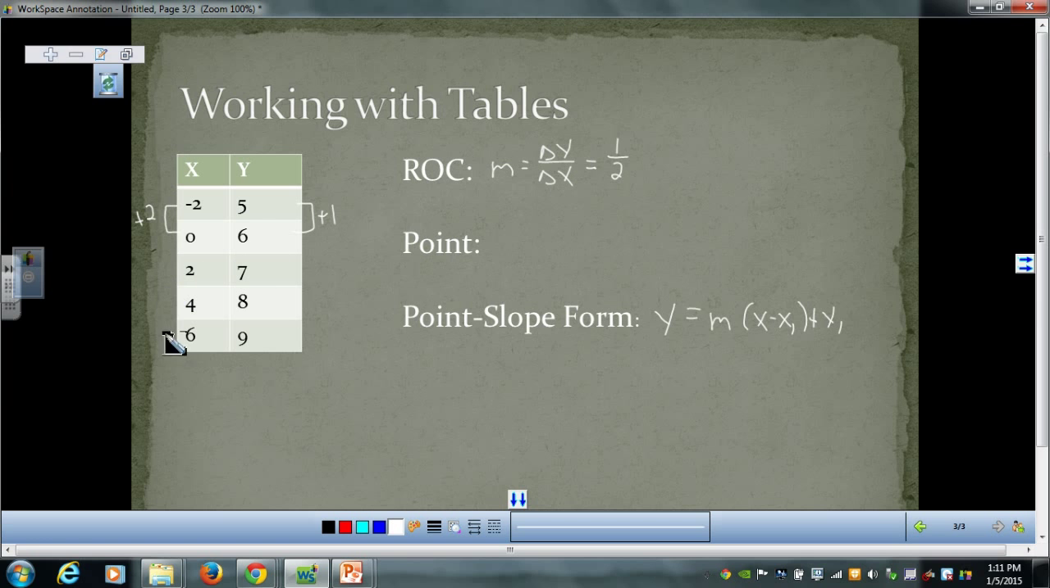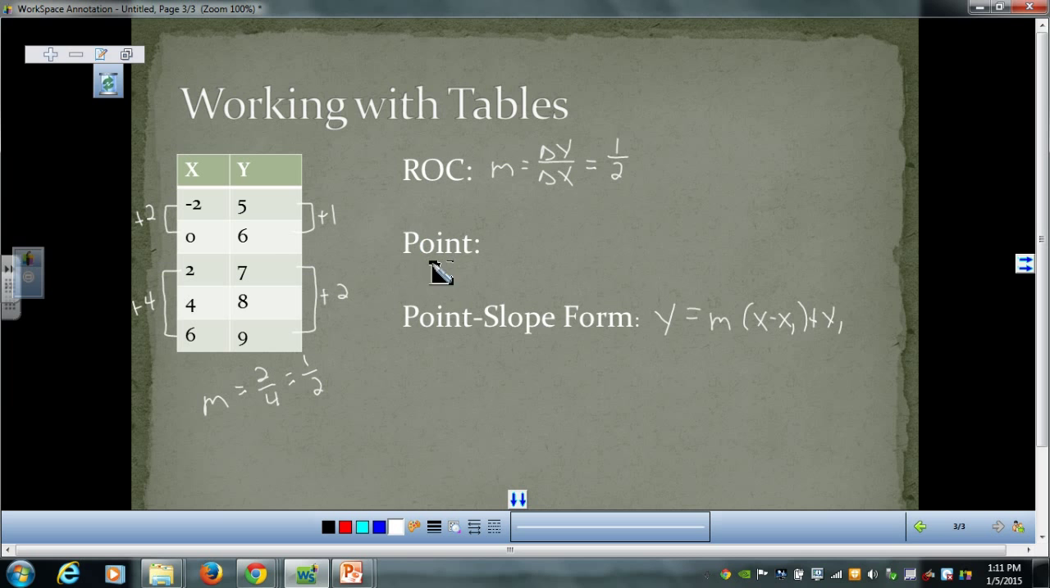And notice no matter where we go in our table, we should get something equivalent to that. So if I go from (2, 7) to (6, 9), from 7 to 9 is an increase of 2. From 2 to 6 is an increase of 4. So that would be a slope or rate of change of 2/4, which does reduce to 1/2. So no matter what 2 points we pick, we should get an equivalent form of our slope.